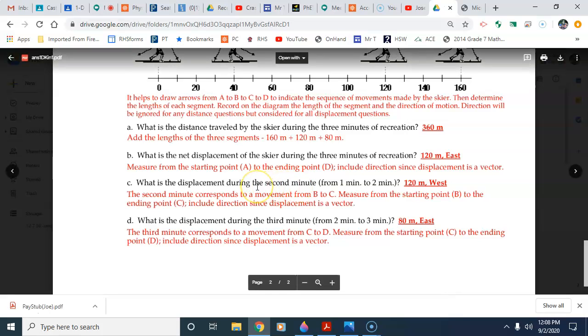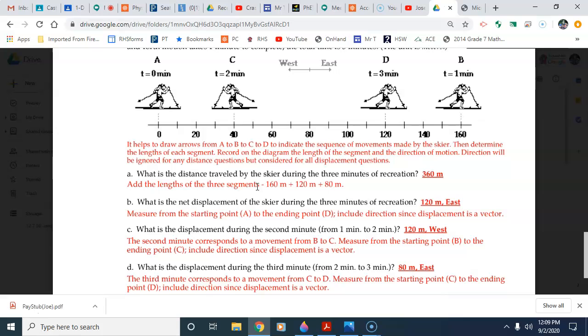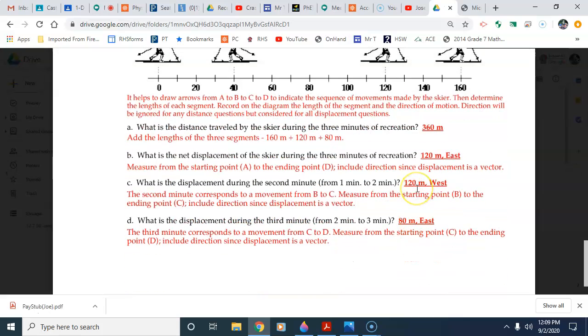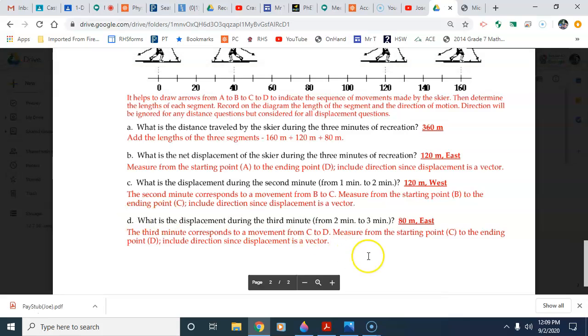What's the displacement for just the second minute? Just the second minute would have been from 1 to 2 minutes, and that would have been starting here, ending here, 120 meters west. And finally, what is the displacement during the third minute from 2 to 3?